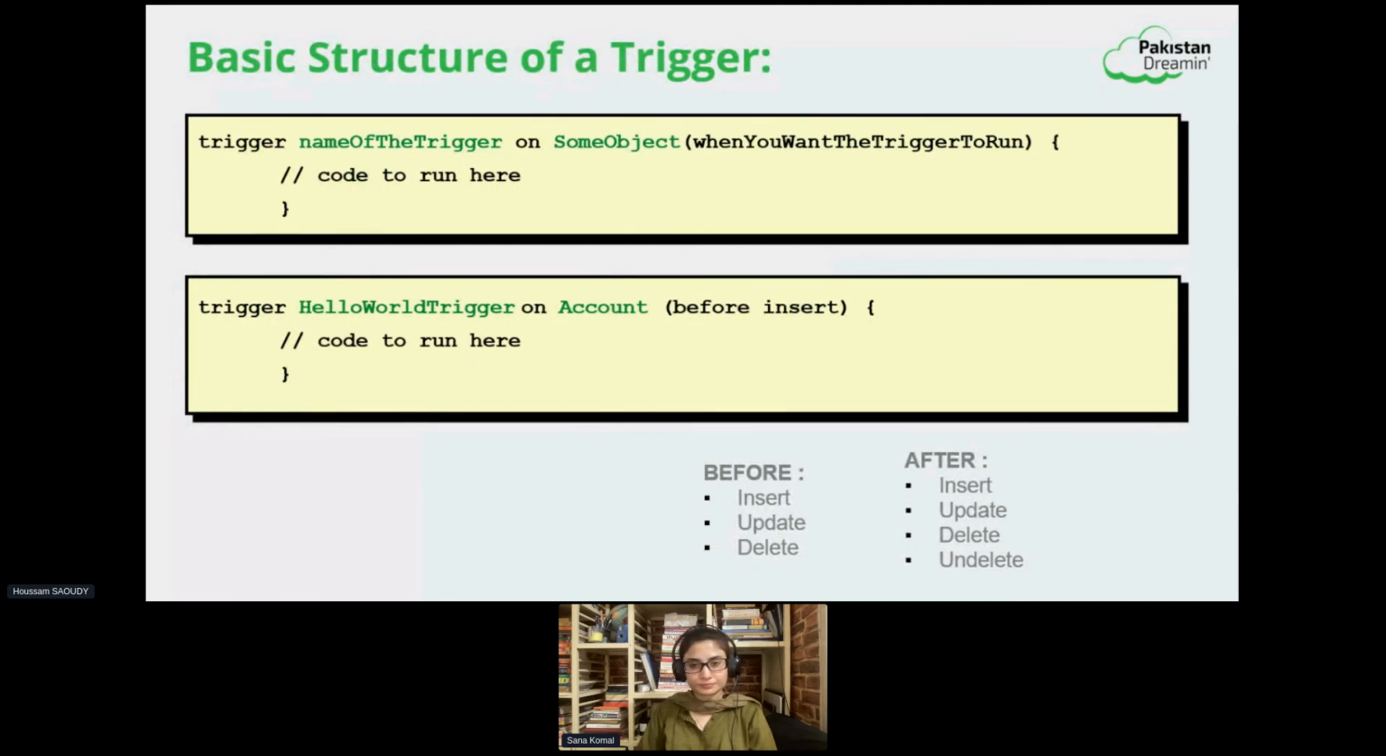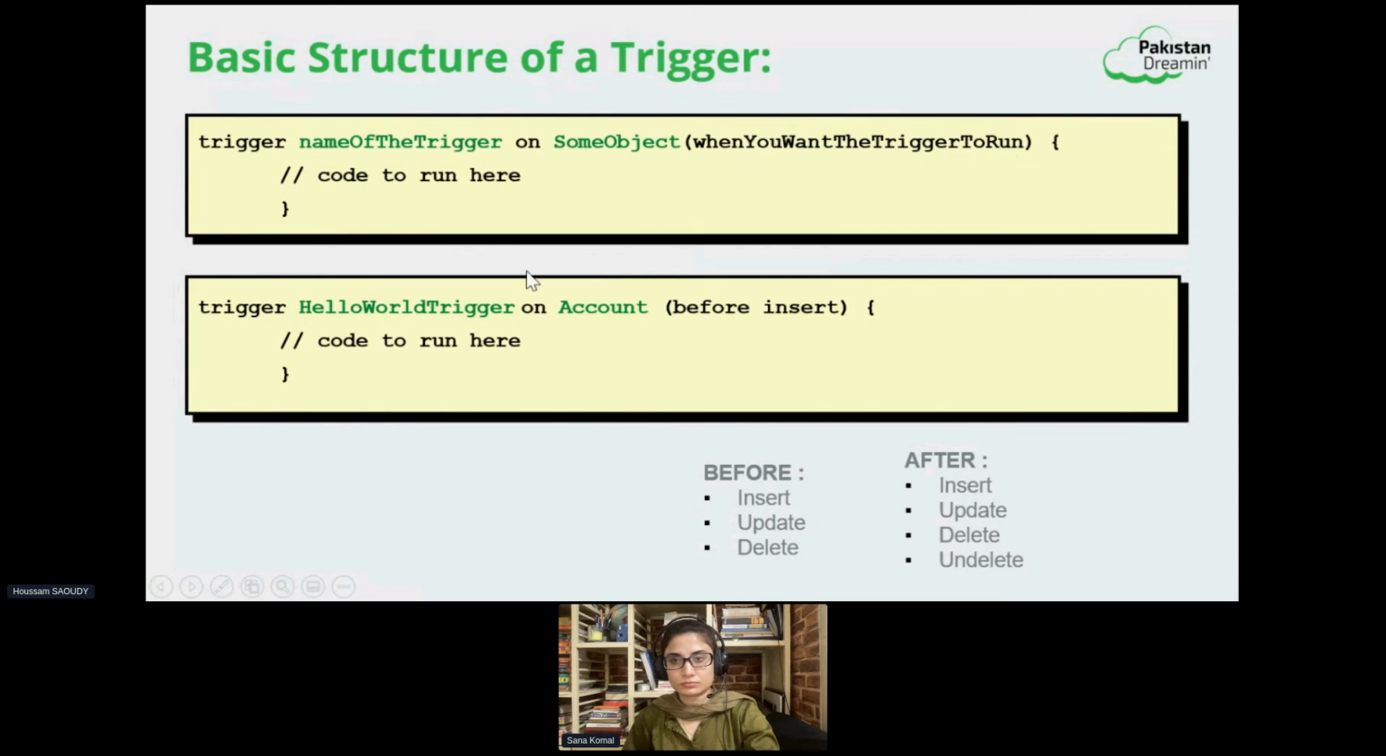Let's look at the way that triggers are structured. First, you are going to define the type of the file. So we are using the keyword trigger to say that this is a trigger, and then you put your name. When you want to create a trigger, you should put the name here. After that, you need to choose the object, and after that, you need to put an action for when you want the trigger to run.